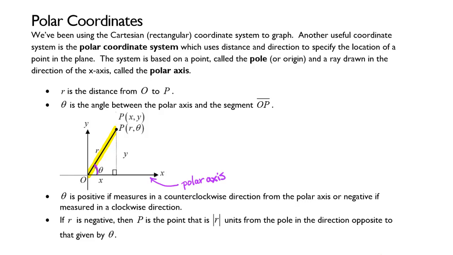Theta is positive if measured in a counterclockwise direction from the polar axis, or negative if measured in a clockwise direction. If r is negative, then P is the point that is the absolute value of r units from the pole in the direction opposite that given by theta. Opposite meaning exactly pi radians away from the positive radius.